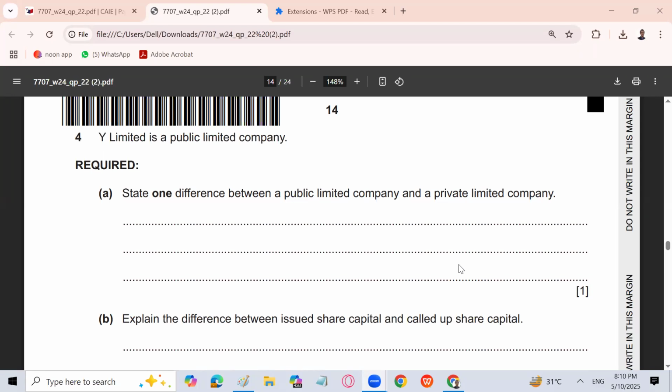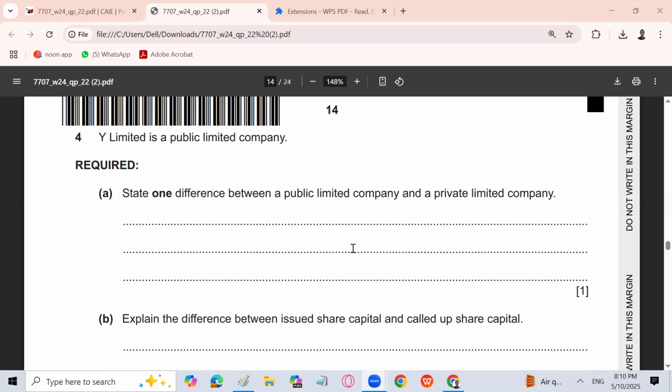Today we are going to solve a question from O Levels Accounting 7707, or you can say IGCSE 0452. This question came in October-November 2024, variant 22. The topic is company accounts from O Level and IGCSE. Okay, the topic is company accounts. So let's start doing it.